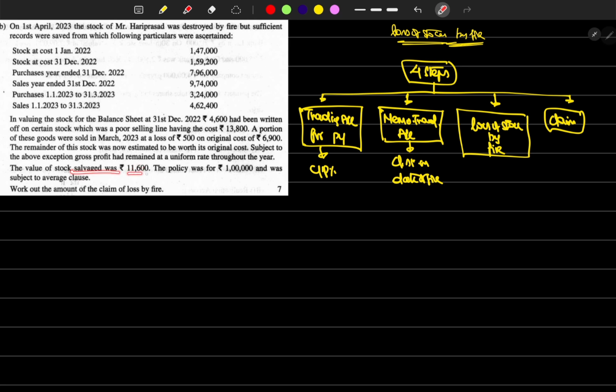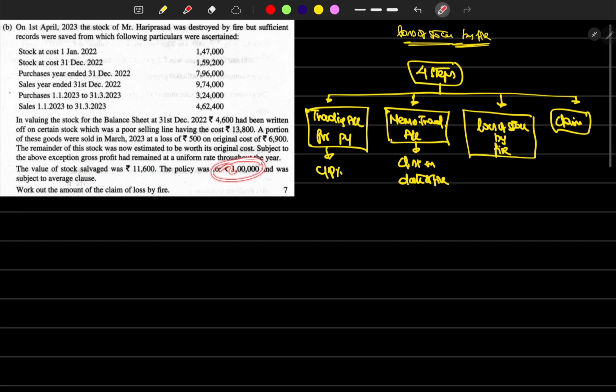Okay, value of stock salvaged, which is stock worth 11,600 has been saved, and the policy amount is 1 lakh, and it is subject to average clause, right? So they asked us to find out the claim of loss by fire. So let's quickly jump into the problem.